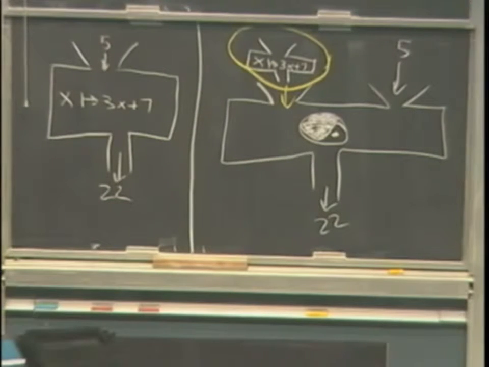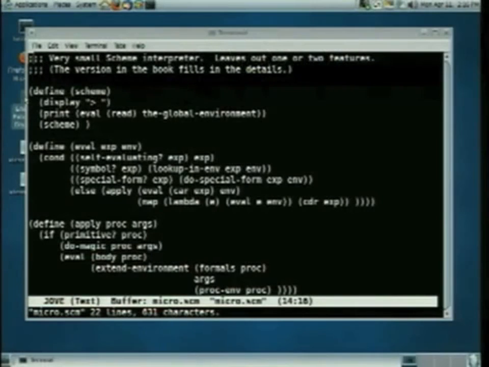Up on the screen is a little one-screen-full Scheme interpreter. And this is the whole thing except for a few sub-procedures. And the few sub-procedures take up, you know, the first half of chapter 4.